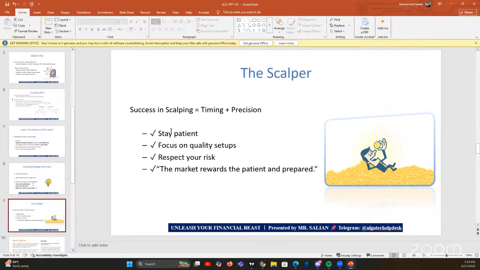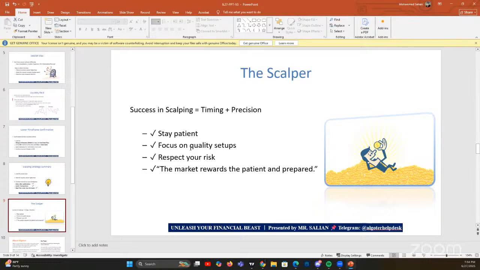Should I sell? When? Where? All these questions are popping in your head. You also have to focus on quality setups. If these three criteria are not met, do not enter the trade. Otherwise, you are just guessing, gambling, or I don't know what else to call that. But I hope you understand what I mean now.